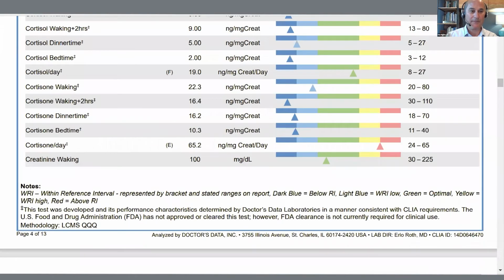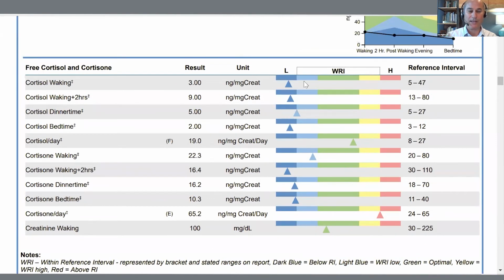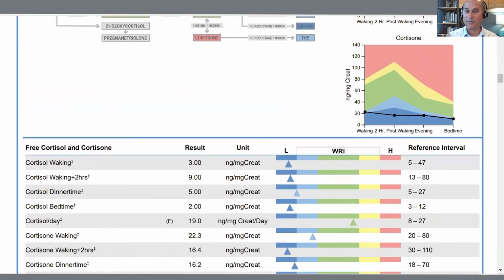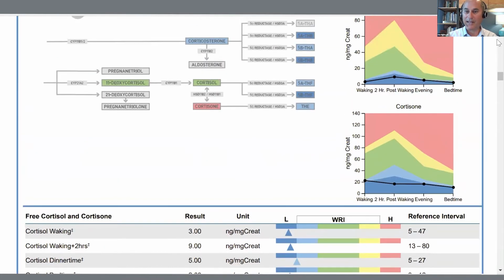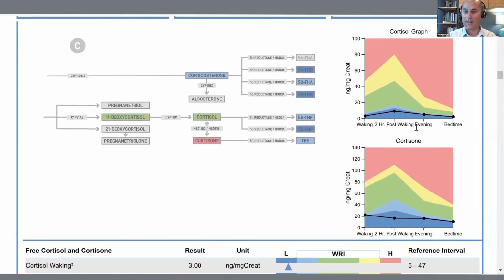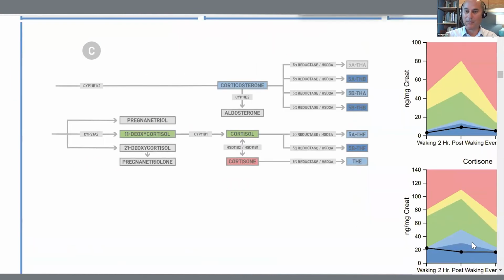So number one, you look at the cortisols and just glance at the numbers. You can see here, blue is low, so you can clearly see that the cortisols throughout the day are low. And then what's extremely helpful is to also take a look at the actual rhythm or pattern. The top graphic here is cortisone, and then at the top of your screen now is the cortisol graph. Let's take a look at that.